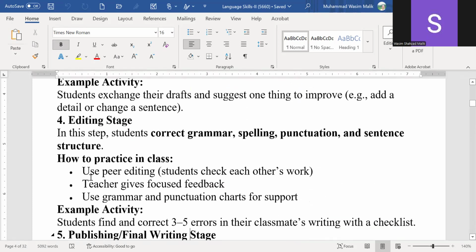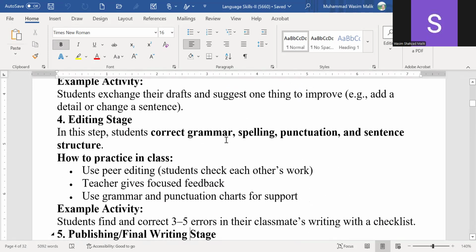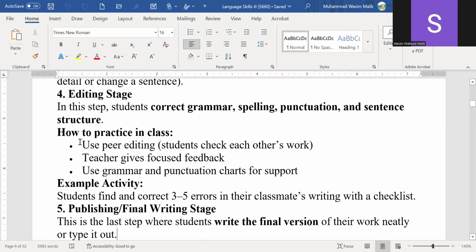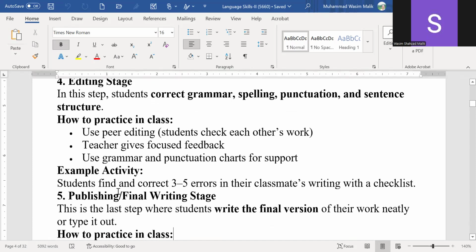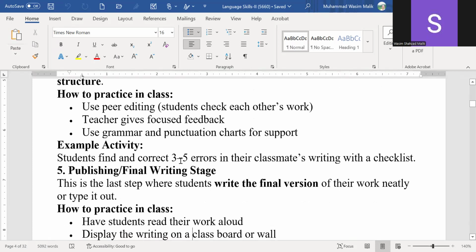Editing stage. What we do in this step, students correct grammar, spelling, punctuation, and sentence structure. How to practice in class. Use peer editing. Students check each other's work. Teacher gives focused feedback. Use grammar and punctuation charts for support. Example, students find and correct 3 to 5 errors in their classmates' writing with a checklist.